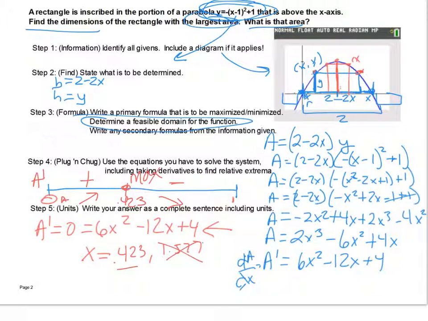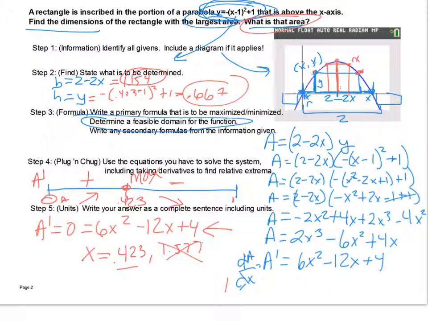Now, that's not what it asks for. It asks for the dimensions of the rectangle. So I need to do 2 minus 2 times 0.423 and get my value, my base, and find my value for my y. And it also asks what the area is. So I'm going to calculate the x and the y. You do the same, see if you get the same answers and check them.